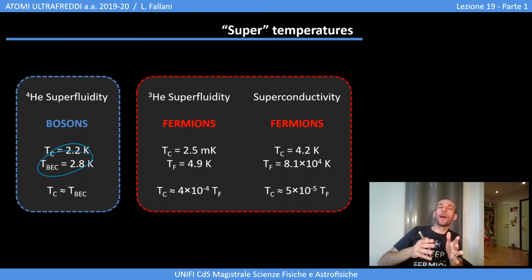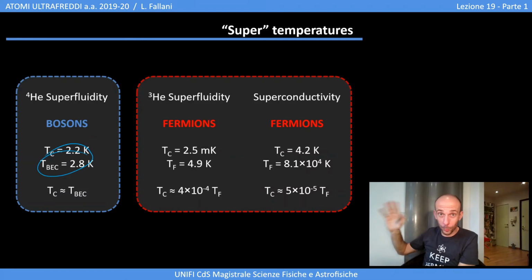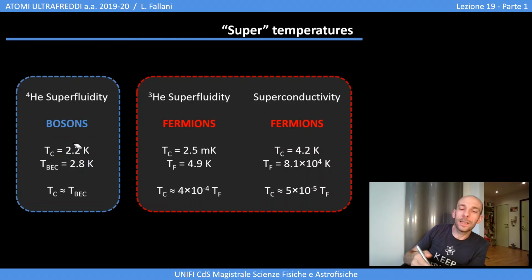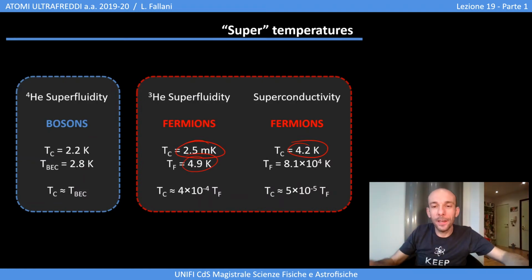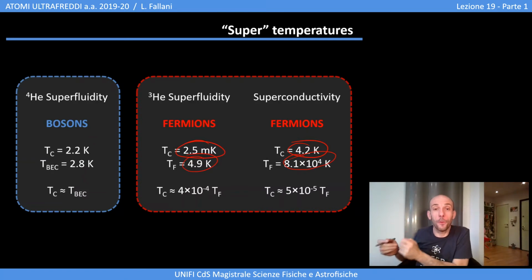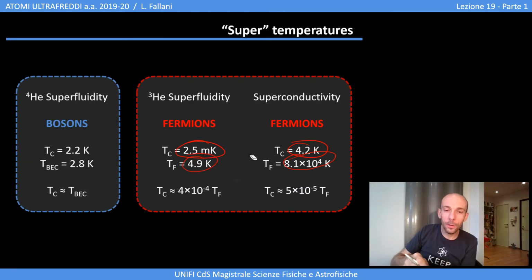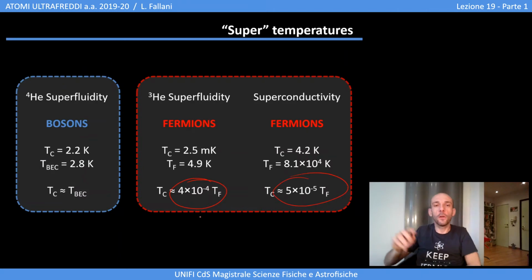But this is different from what happens in fermionic superfluidity or superconductivity, for which the temperature for superflow is much lower than the temperature for the Fermi degeneracy. That is 5 Kelvin in the case of helium-3, and it is tens of thousands of Kelvin in the case of electrons in a metal. So at the end, this critical temperature for superfluidity or superconductivity is on the order of 10 to the minus 4 or 10 to the minus 5 times the Fermi temperature for the system. So this is a striking difference between the two phenomena.